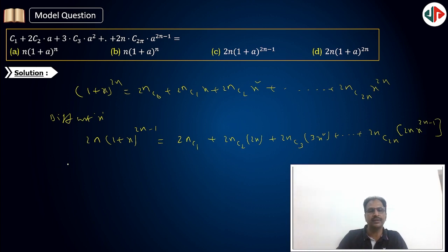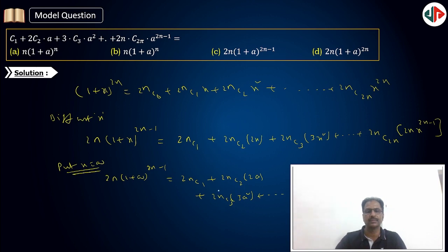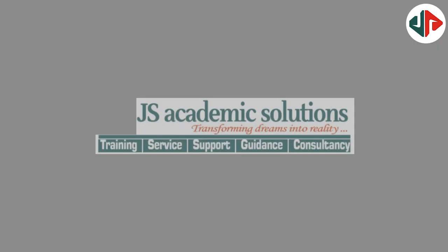Now to get the required value, put x is equal to a. If you put x is equal to a, then 2n into (1 plus a) whole power 2n minus 1 will be equal to 2nC1, 2nC2 into 2a, 2nC3 into 3a square. This is our required expression. So the answer is 2n into (1 plus a) whole power 2n minus 1, which is option C.